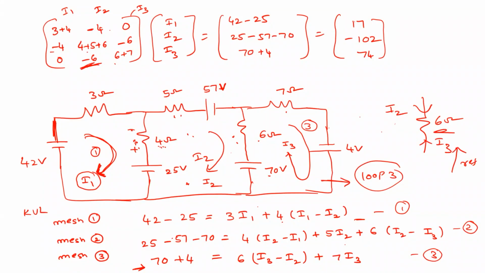So this is how to write the equations by inspection. Next we have what is left on the right hand side, the voltage sources. We have this 42 volts and this 25 volts, 42 minus 25. This is in the opposite direction. So next we have 25, so minus 57 and minus 70. This is 70 volts, and the current is leaving from the positive plate, so therefore plus 4 volts, 70 plus 4 volts.